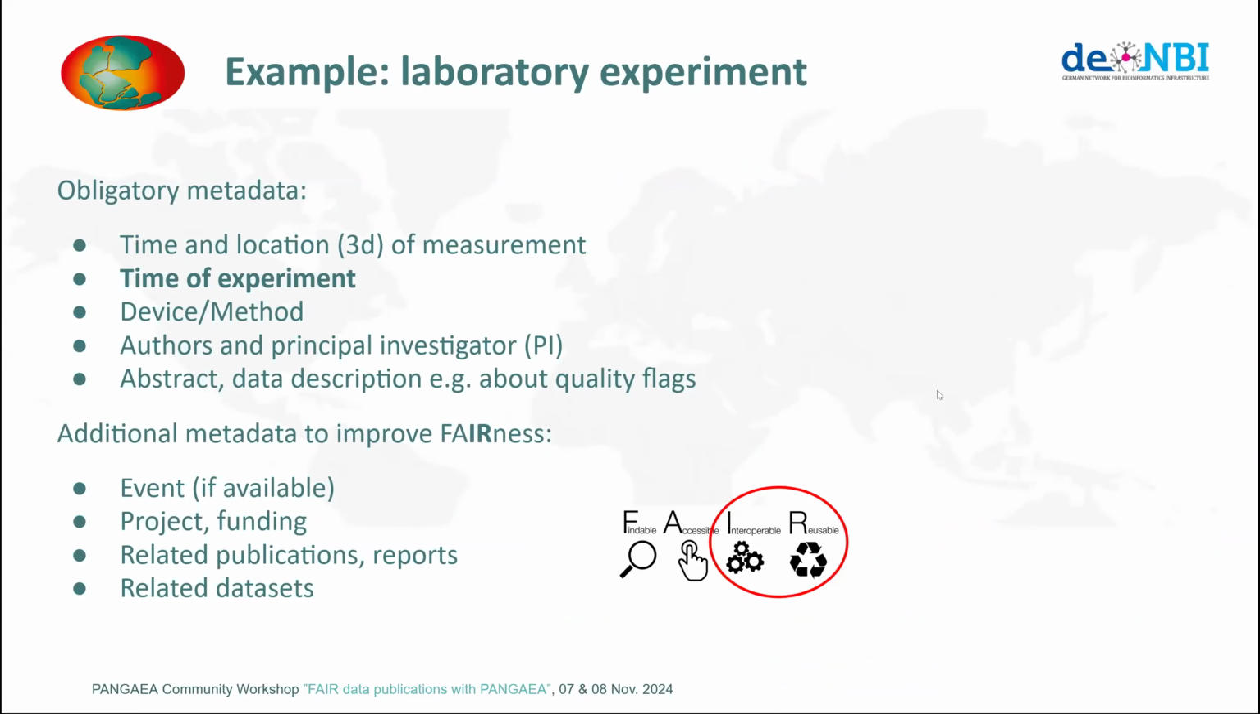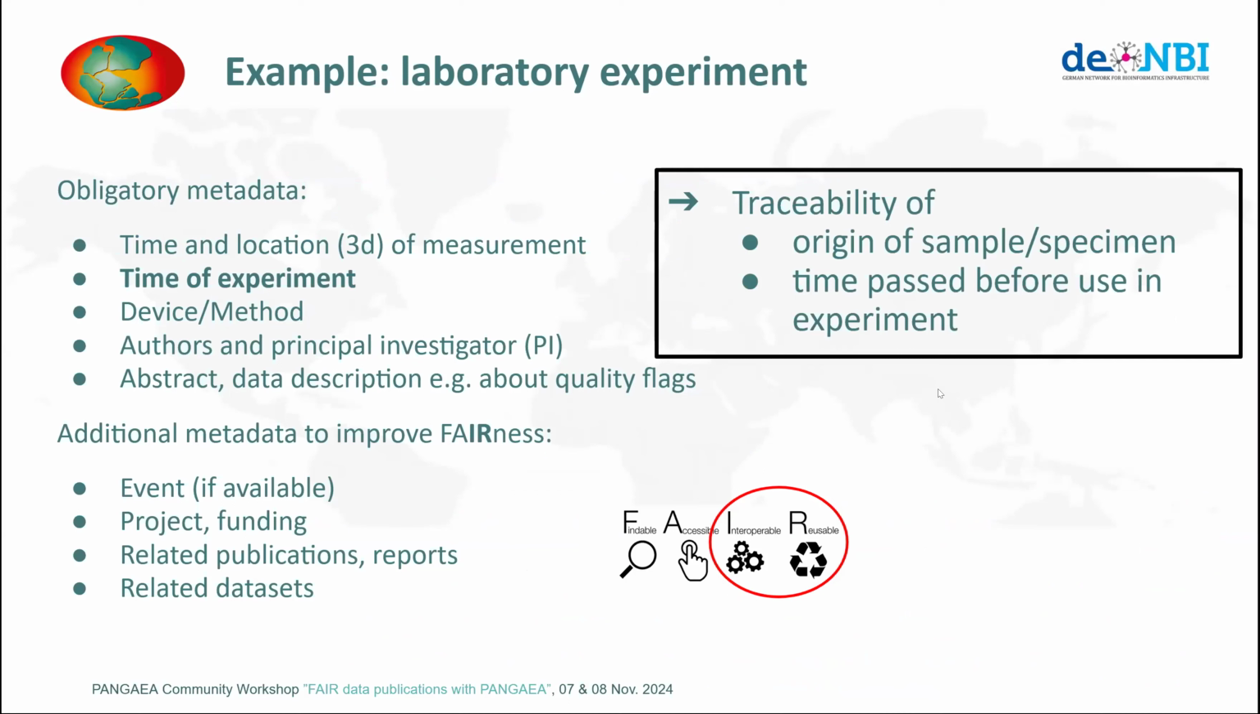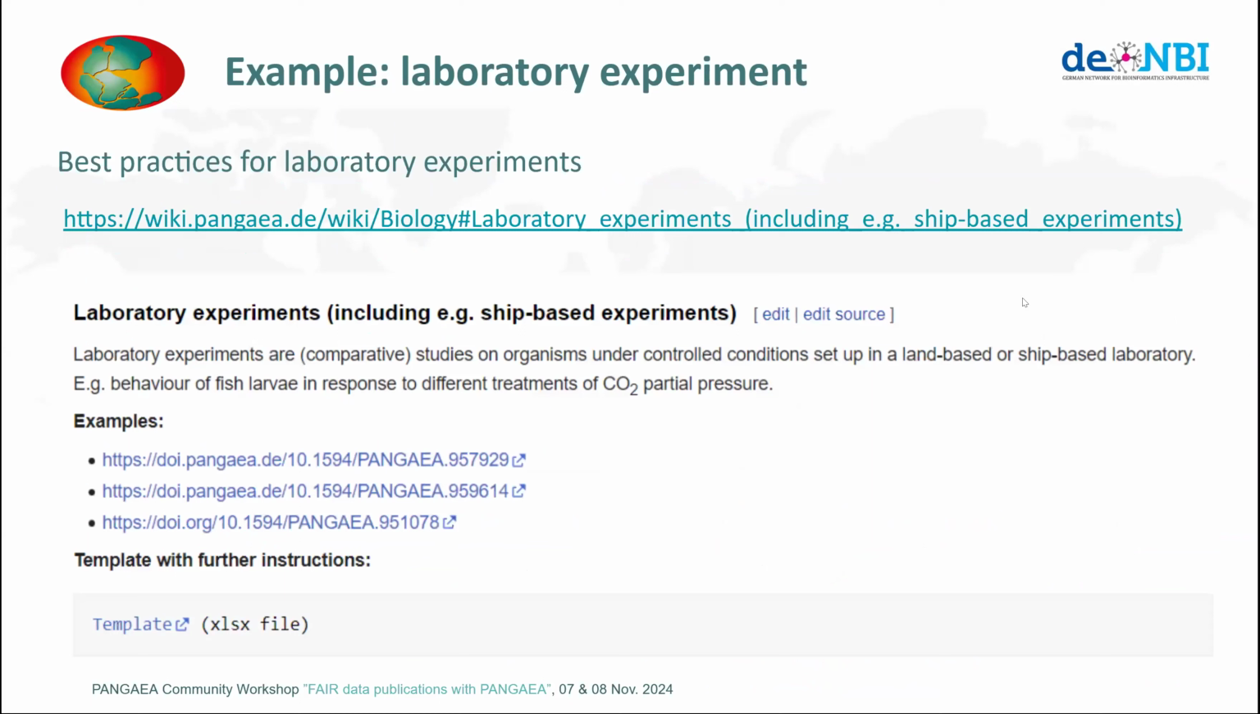These special types of metadata provide the users of these data information about the origin of the sample for the experiment, about the time that passed before its use in the experiment, and about the duration of the experiment as well. So, at our wiki, under the site I told you about with the best practices, we have a special page about biological data and a special section about laboratory experiments. You can follow the template, which should guide you on what kind of metadata and in which format you should submit your data.